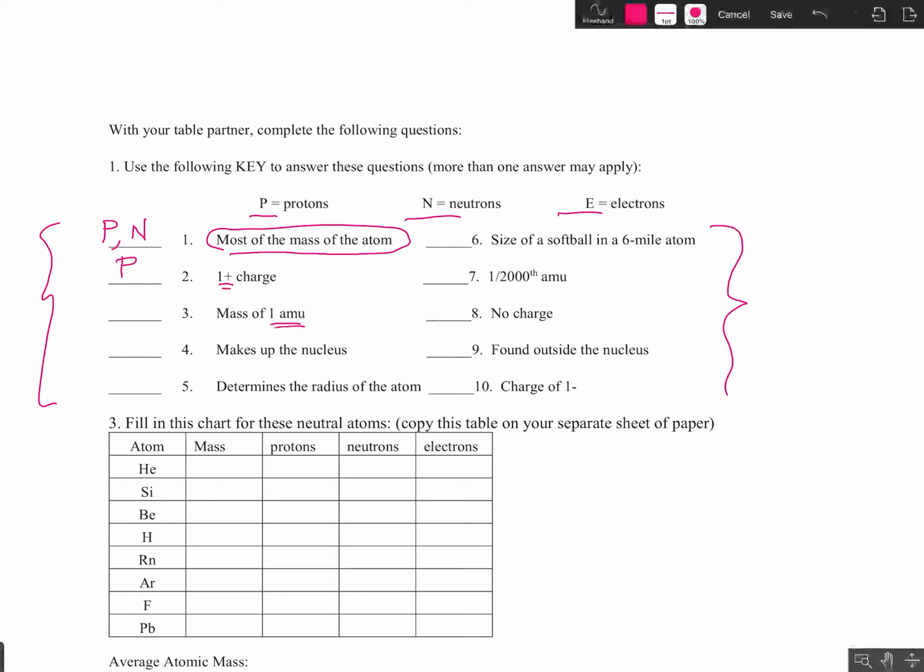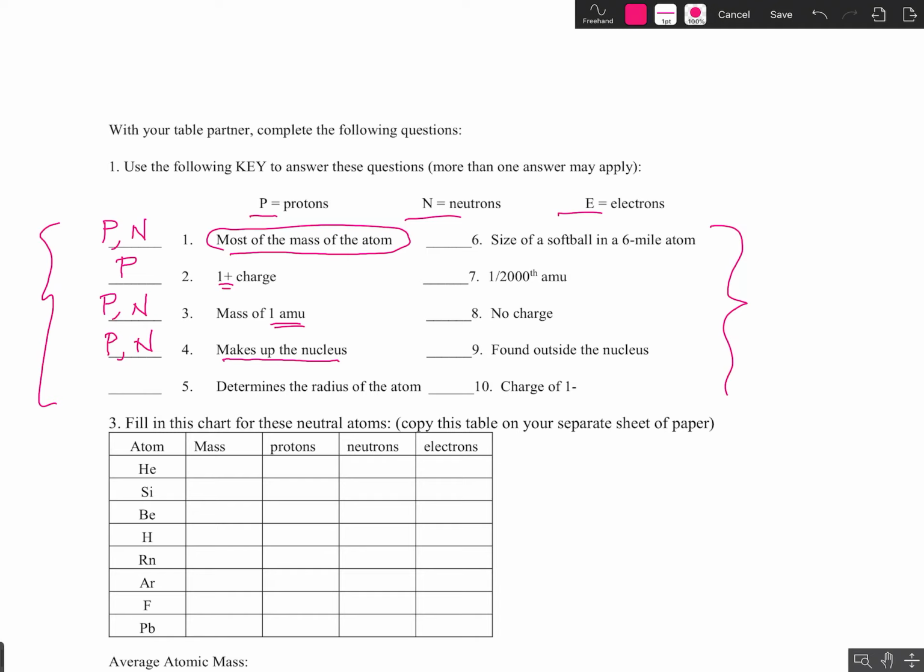Next, how about the mass of one AMU? We learned what an AMU was last time, didn't we? So one atomic mass unit would be a proton or a neutron. Don't they weigh about as much as a hydrogen atom, which has an atomic mass of pretty doggone close to 1 AMU. Okay, which particle or particles make up the nucleus? That's right. Remember, Rutherford discovered the nucleus, protons and neutrons, and electrons are outside that, aren't they?